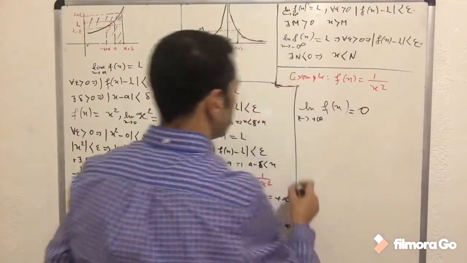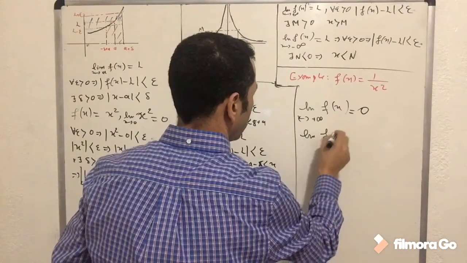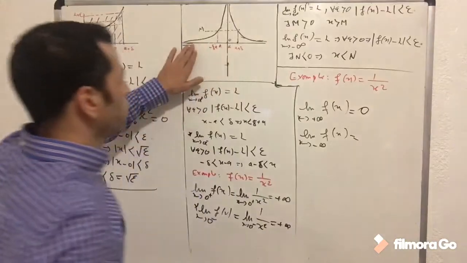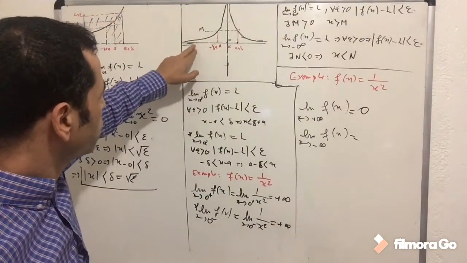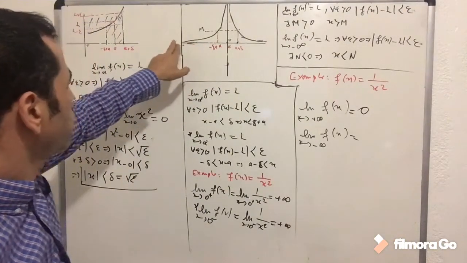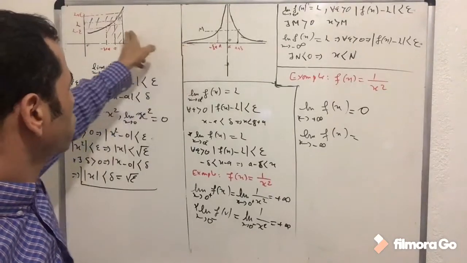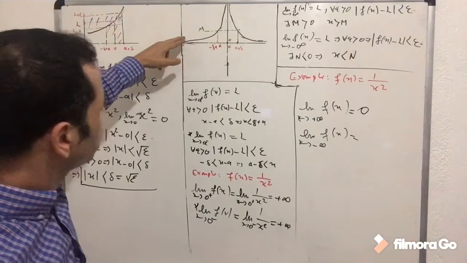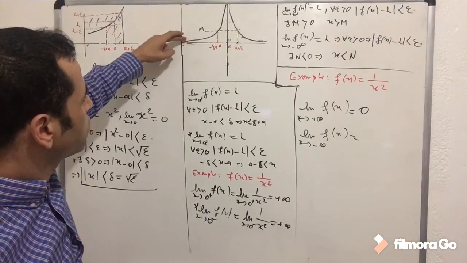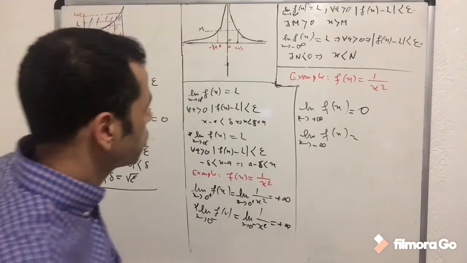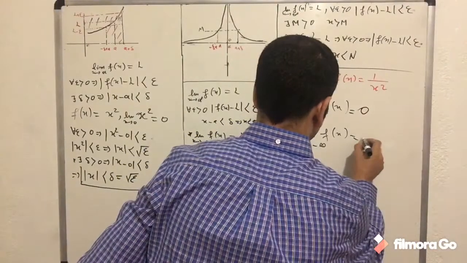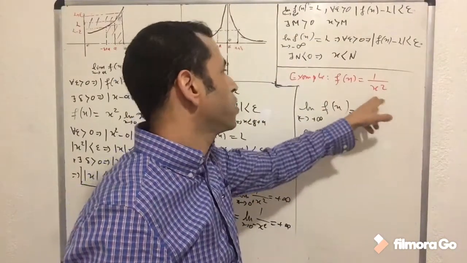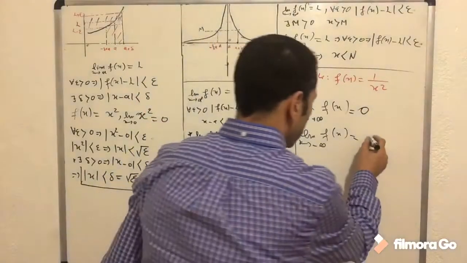Okay. Same thing for the limit when f of x is approaching minus infinity on the left-hand side. As the negative numbers go further in the negative direction, your function becomes smaller until you get 0 as well. Okay, because if you plug in here 1 over minus infinity squared, it is 0.